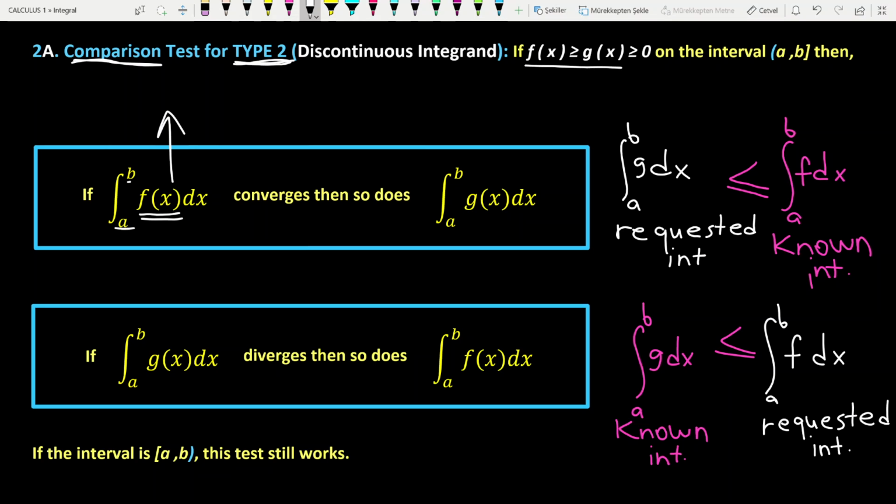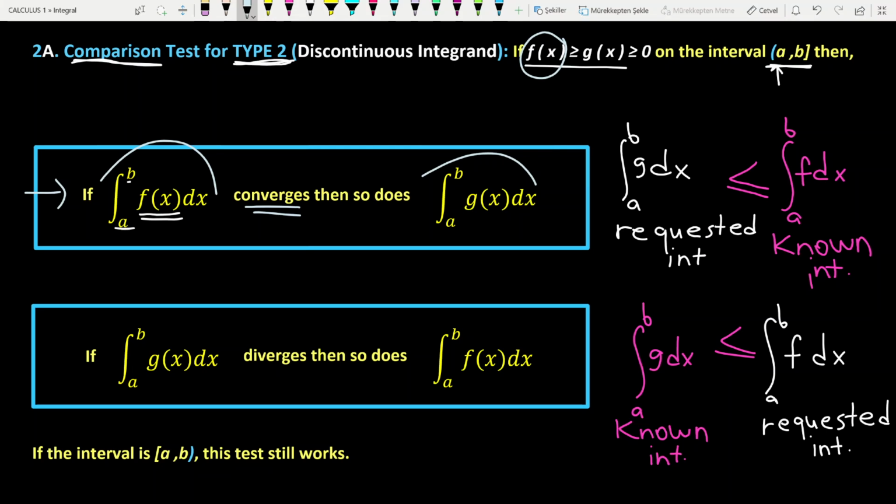Assume that the function f is greater than g and they are both positive functions on the interval ab. Here you see that they are not continuous at the point a. This is why this is called improper integral, by the way. And we have two cases. The first case: if improper integral of f, which is the greater one, converges, then improper integral of g, which is the smaller one, must converge.